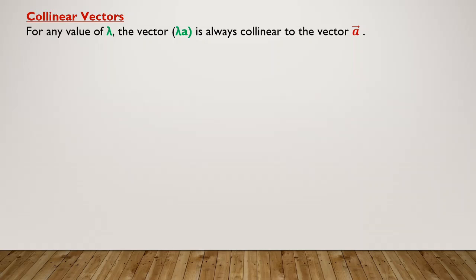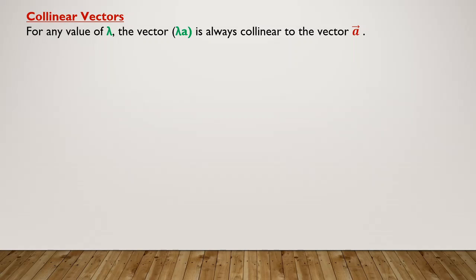Dear students, already in the first video, in the types of vectors, we have studied collinear vectors. What are collinear vectors? Vectors are said to be collinear when they are parallel, irrespective of their magnitude and direction. They should be parallel to each other.